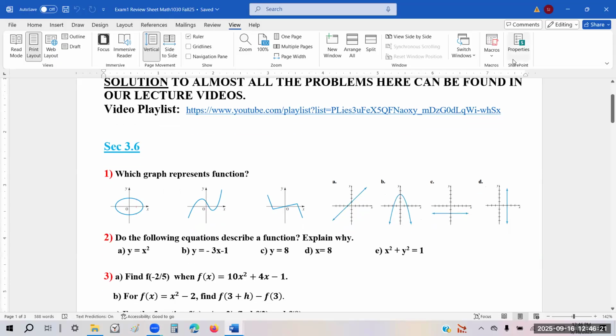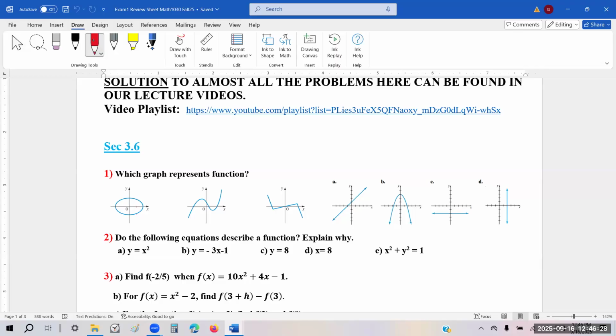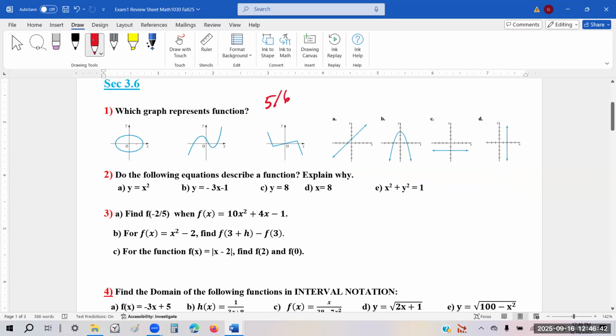Okay, so let me tell you what will be in the exam. The first thing, we have question number 1. I'm going to give you around 5-6 of these and ask you to identify which of the graphs represent a function or not. Then for question number 2, I'm going to give 3 to 6 depending on my space. If I have space, I'm going to give you 6. If I don't have space, I'm going to give you 3.